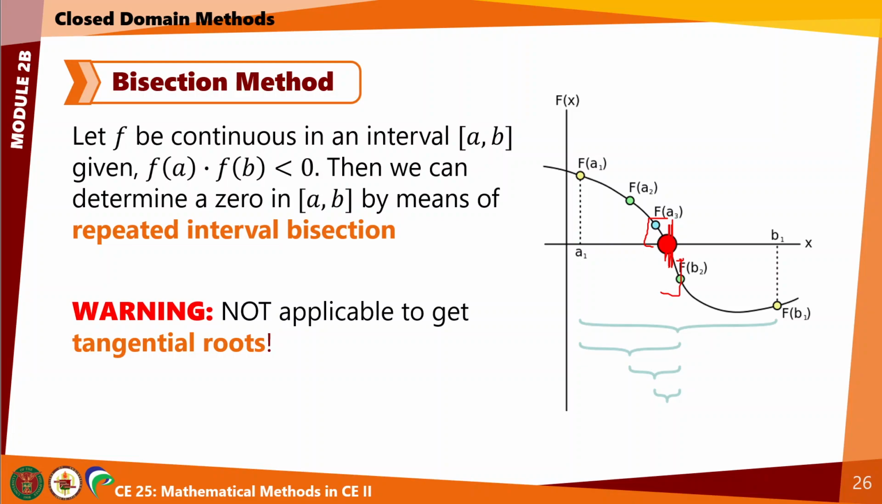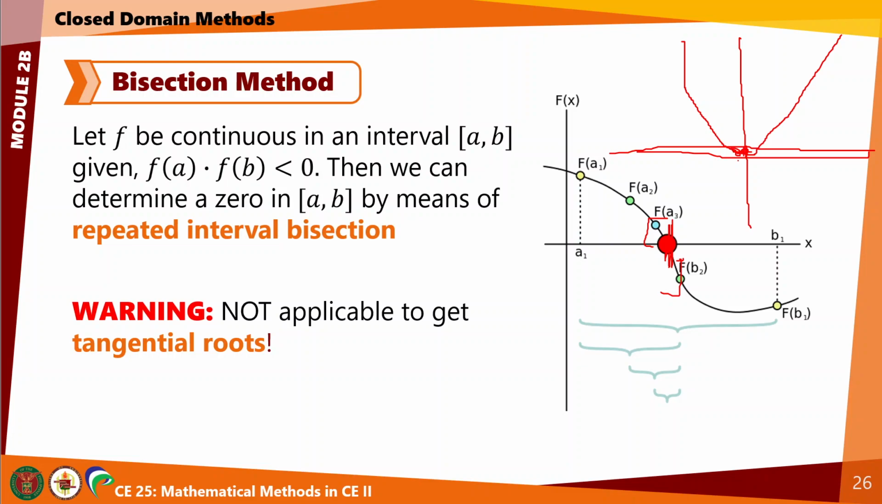Paulit-ulit ang binabisect yung interval until makarating dun sa solution. Okay, may warning lang dito na this is not applicable to tangential roots. Okay, ano yung tangential roots? Ang example niyan is yung parabola na nagtatouch sa x-axis. For example, y equals x squared dito. Okay, tangential yan. So, yung root niya, tangent sa x-axis. Tama naman, di ba?